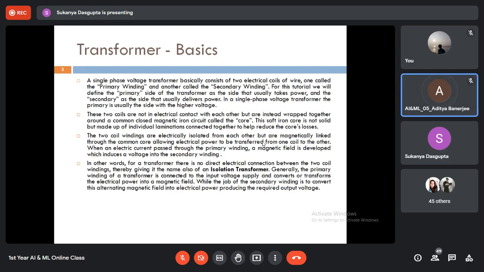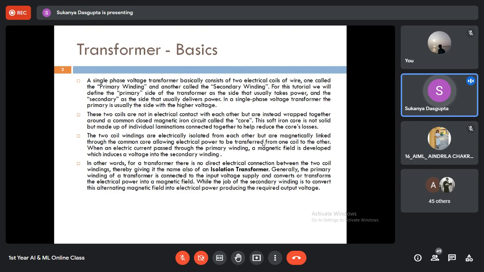Next, coming to the different types of windings available in the transformer, a single phase voltage transformer basically consists of two electrical coils, one called the primary winding and another called the secondary winding. So here for this syllabus, we will define the primary side of a transformer as the side that usually takes power and the secondary as the side that usually delivers power, right? So in a single phase voltage transformer, the primary is usually the side with higher voltage.